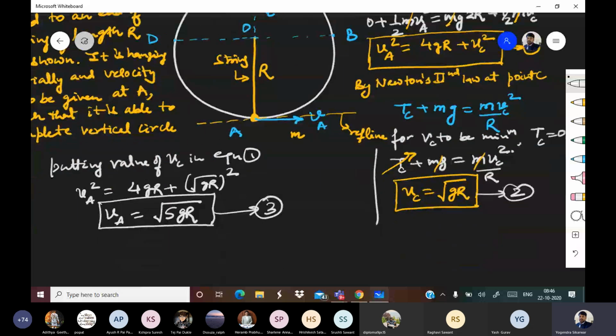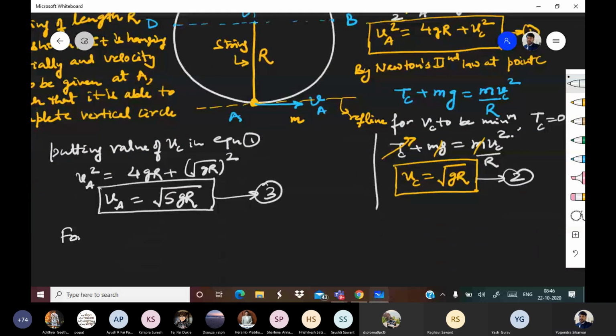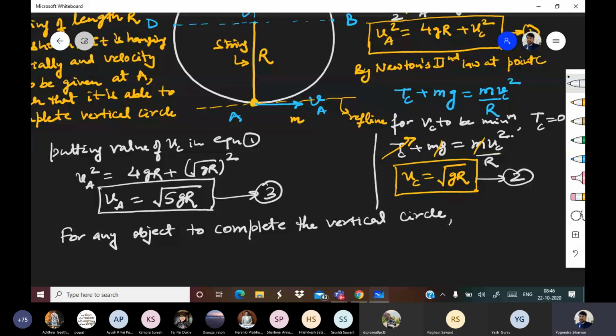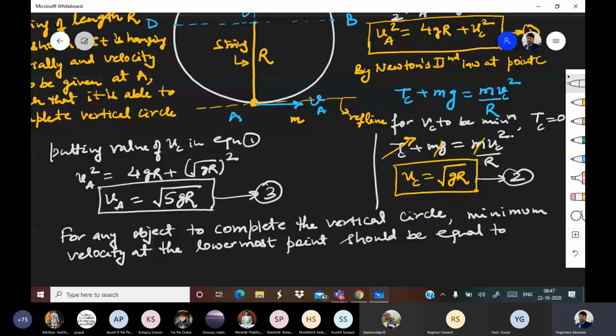So now let me write that in words. For any object to complete the vertical circle, minimum velocity at the lowermost point should be equal to root 5gr. Understood? Please note in words also.